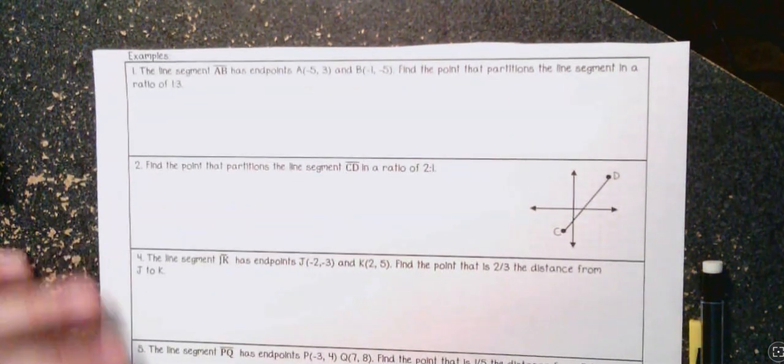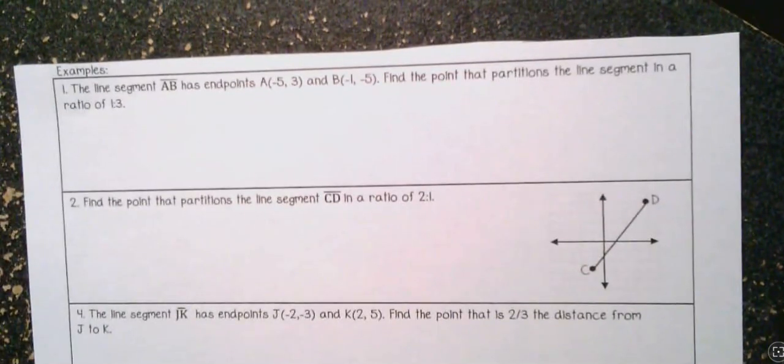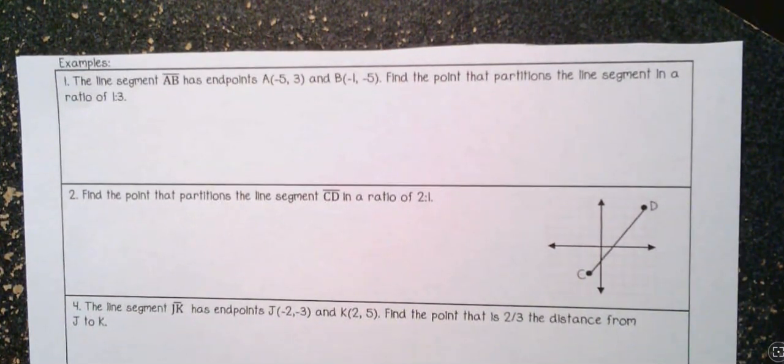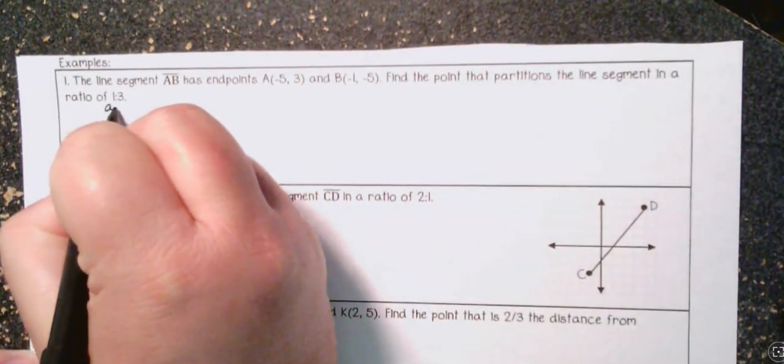All right, so now let's do one with the formula. Okay, this one looks much smaller after the ones I've handwritten. So let me see if I can zoom in a little. Sorry if I'm giving you motion sickness. The line segment AB has endpoints A (-5, 3) and B (-1, -5). Find the point that partitions the line segment in a ratio of 1 to 3. So here is my A to B.